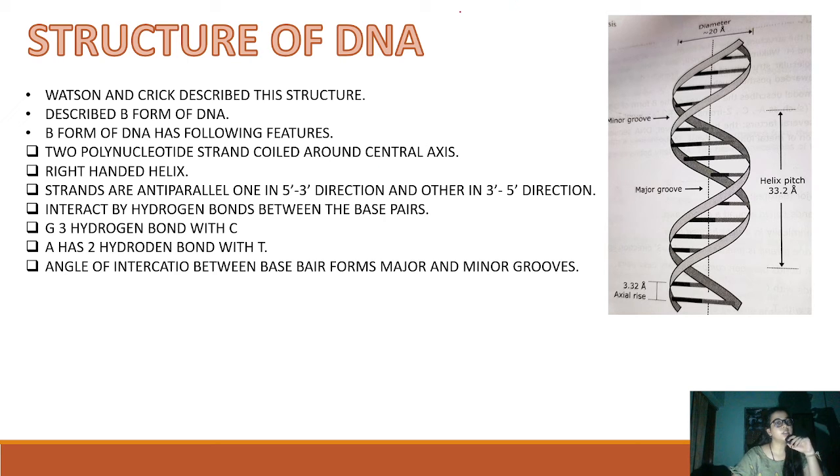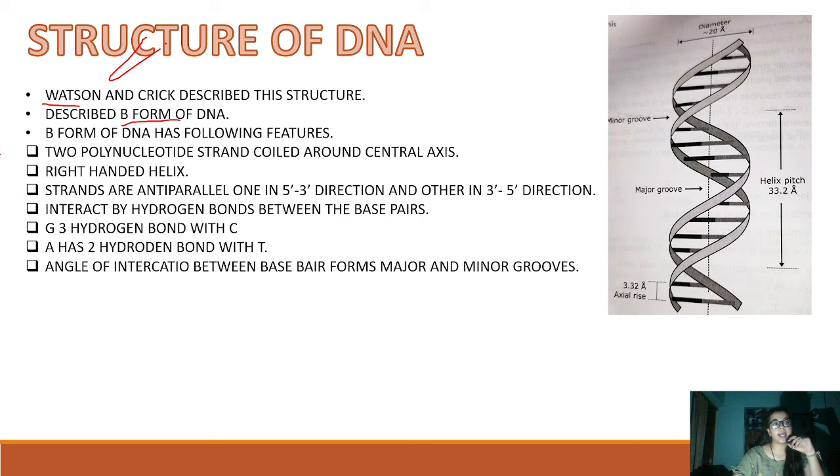Next, moving to the structure of DNA. The DNA structure was first described by Watson and Crick, two scientists who proposed the structure of the DNA. Mainly Watson and Crick described the B form of DNA. What are the different forms of DNA? We will be discussing in the next video.